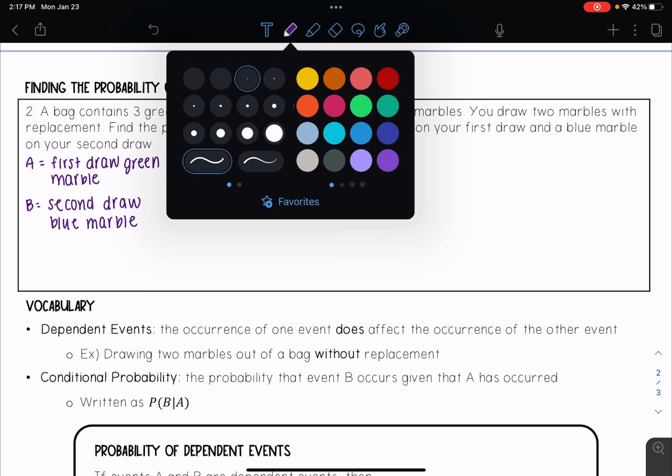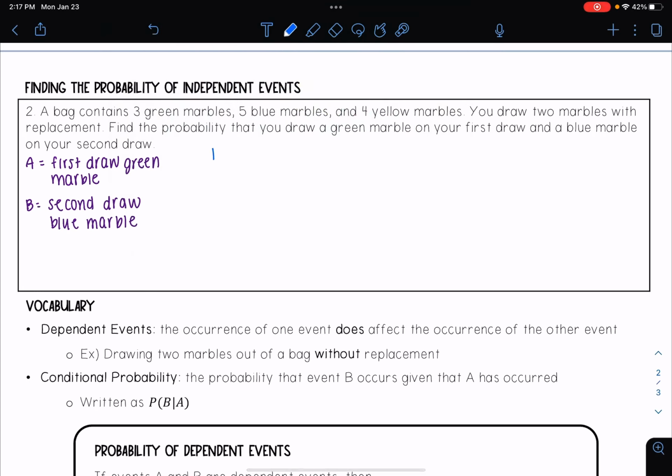So first I'm going to find the probability of A. So the number of favorable outcomes for drawing a green marble, I see there's 3 green marbles in this bag. And then I need to do the total number of marbles. So 3 plus 5 is 8. 8 plus 4 is 12. And if I simplify that, that is 1/4.